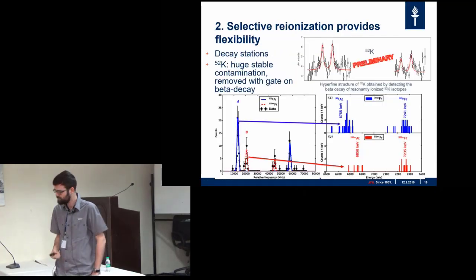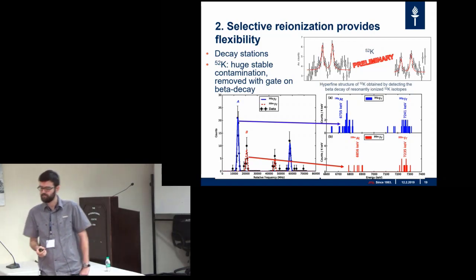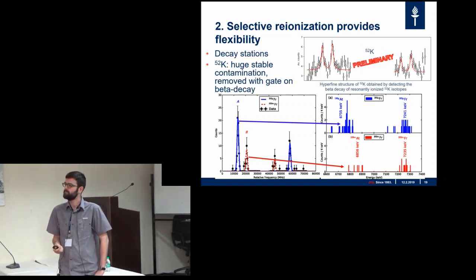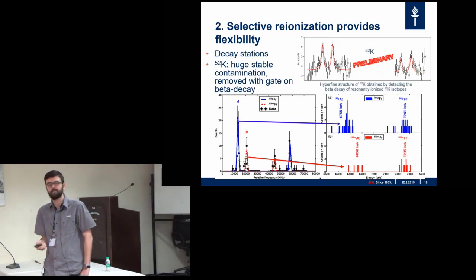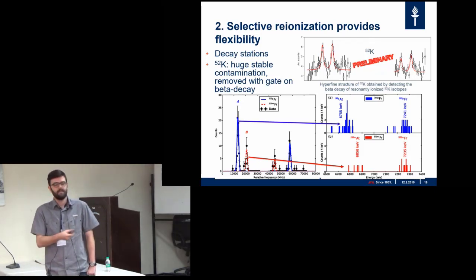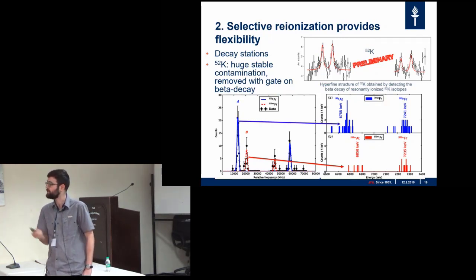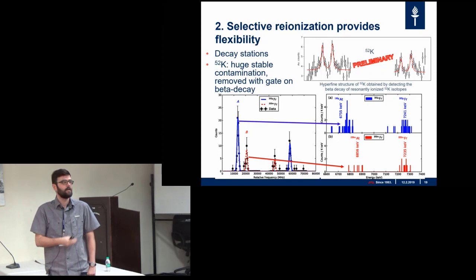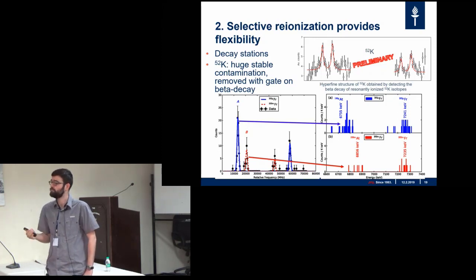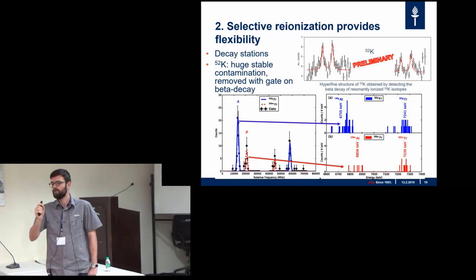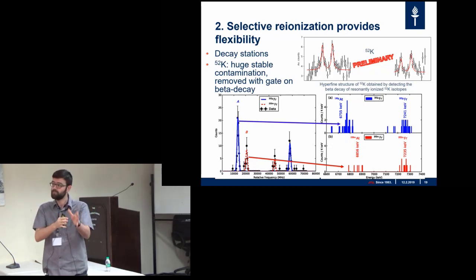I also believe selective reionization provides you with flexibility, because in detecting a photon, there's not much you can do besides detecting the photon. By creating an ion, there are many other options. Especially in our field, we have all these tools that can use these ions in creative ways. And the most obvious thing we could think of was to do a decay spectroscopy experiment with that, where we really try to study the radioactive decay of the thing we've just laser ionized.